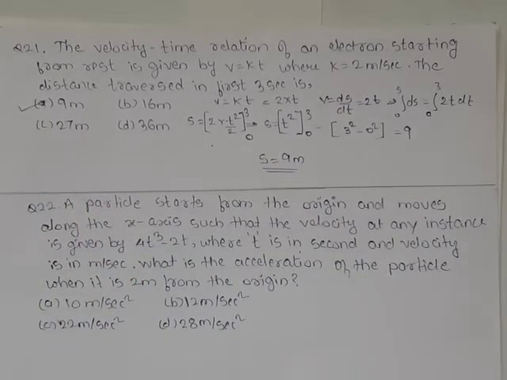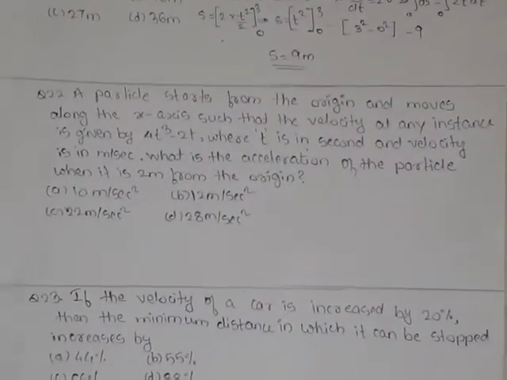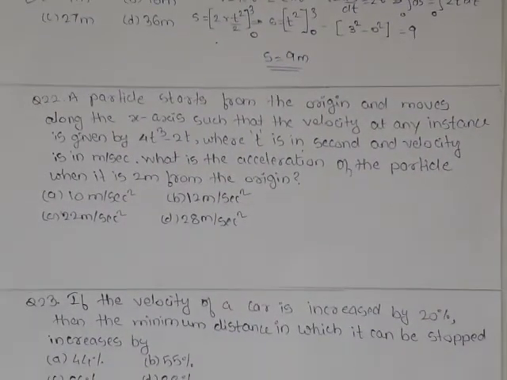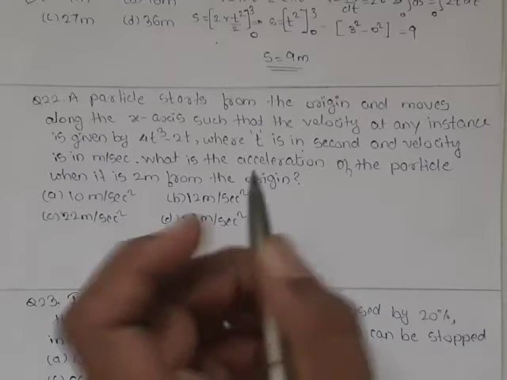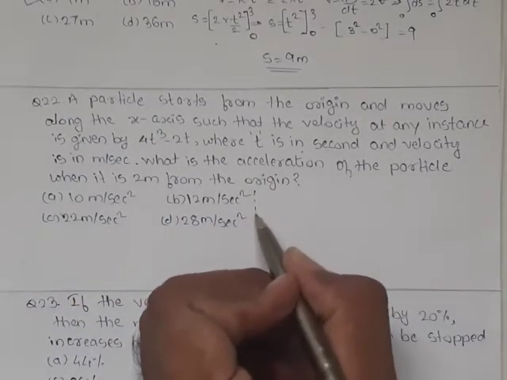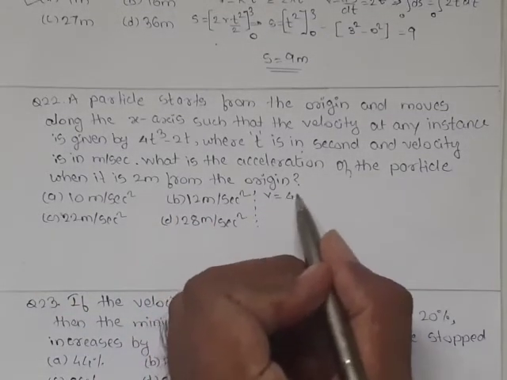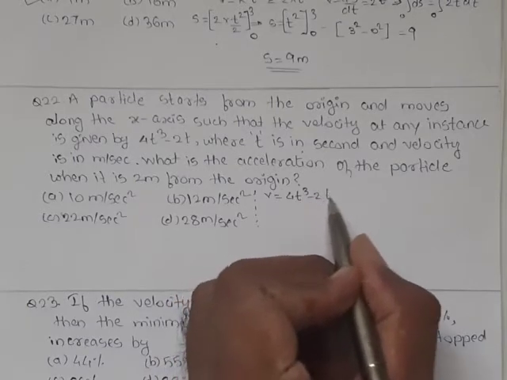Question 22. A particle starts from origin and moves along x-axis such that velocity at any instant is given by 4t cube minus 2t, where t is in seconds and velocity is in meters per second. What is the acceleration of the particle when it is at 2 meters from origin? So the acceleration is asked when the value of x is given, that is 2 meters. So first given is v. Velocity is given as 4t cube minus 2t.